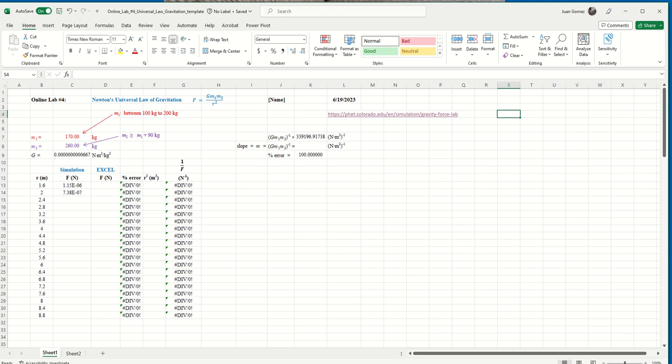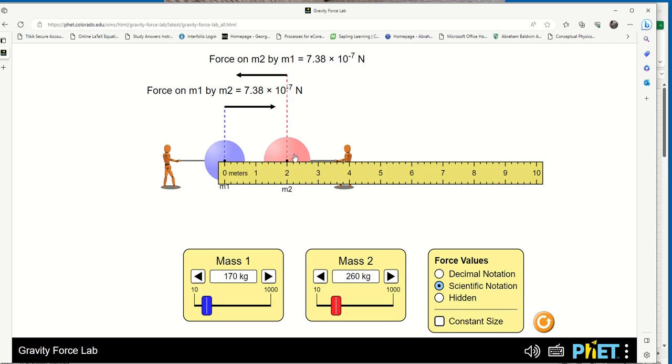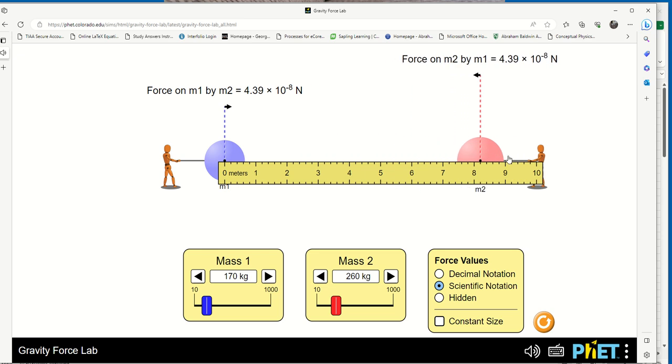Then you go to 2.4. Again, you're going in increments of 0.4, and you should be able to go up to 8.8. You should be able to go probably even further, but I think we stop at 8.8. For this one, we can only go to 8.2. So if you want to stop at 8, that's fine. It looks like that's about as far as we can go for 170 and 260.